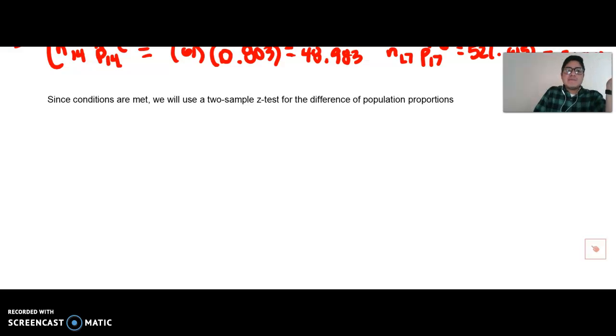We actually now need to compute our test statistic here. So let's find a different color. Okay, so we need to note everything down. So here, p-hat 14.